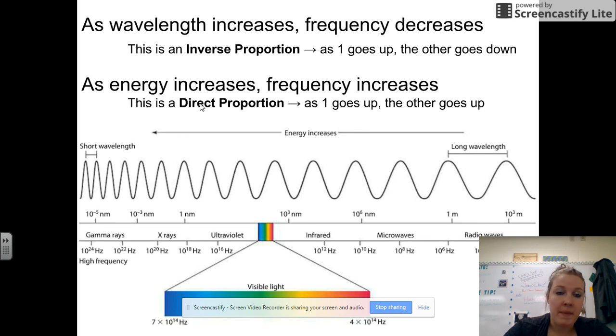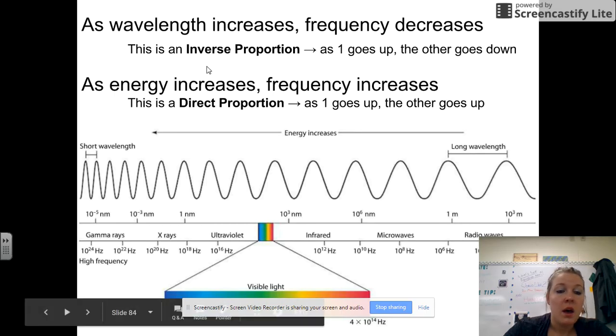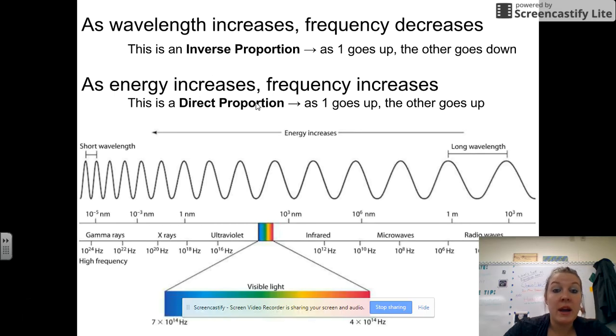The other one we've talked about is a direct proportion. So as energy increases, frequency increases. Okay, down here. This is a direct proportion, so that means that if one goes up, like energy increasing, the other also goes up, so frequency increases.